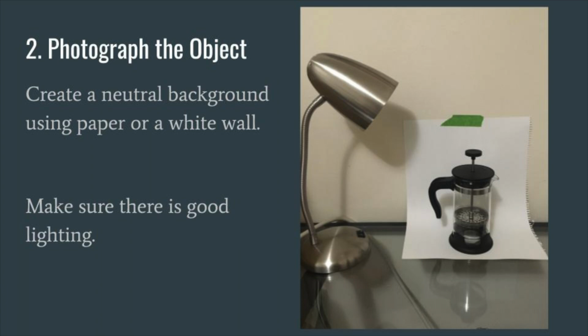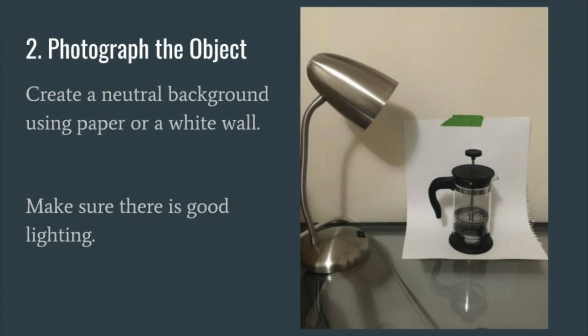So once you've picked an object, you're ready to start photographing it. I picked this little French press coffee maker that I think is really cute, and I'm ready to take a professional looking photograph of it. So the most important thing is to have a neutral background. You can create a neutral background by using either paper or a plain white wall, but I recommend using paper.